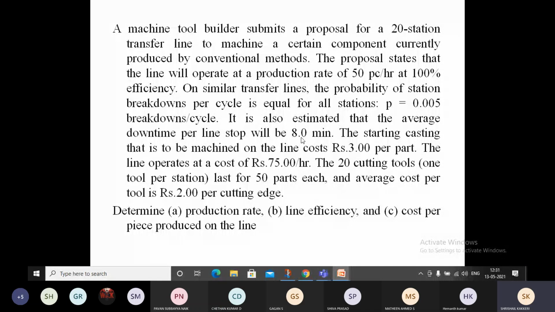The starting cost for the machining is 3 rupees per part. The line operates at a cost of 75 rupees per hour. The 20 cutting tools will each last for 50 parts. So we are going to use 20 cutting tools, and the average cost per tool is 2 rupees per cutting edge. Find the production rate, line efficiency, cost per product, and the production of pieces on the line.